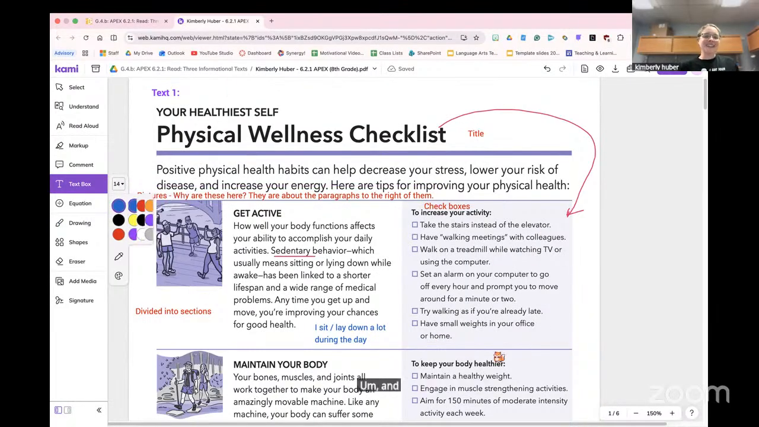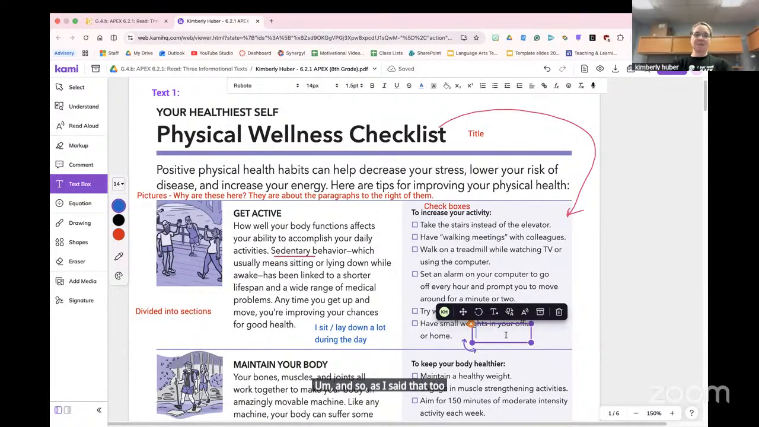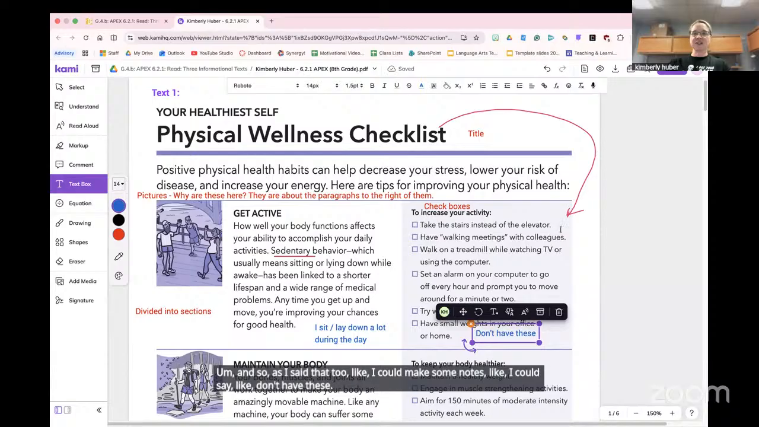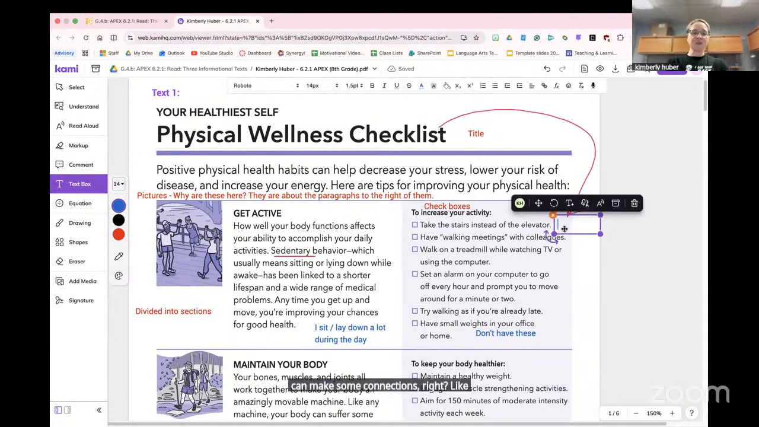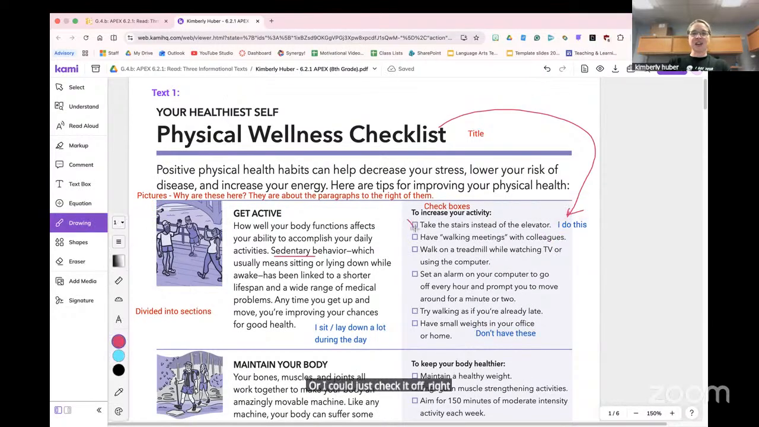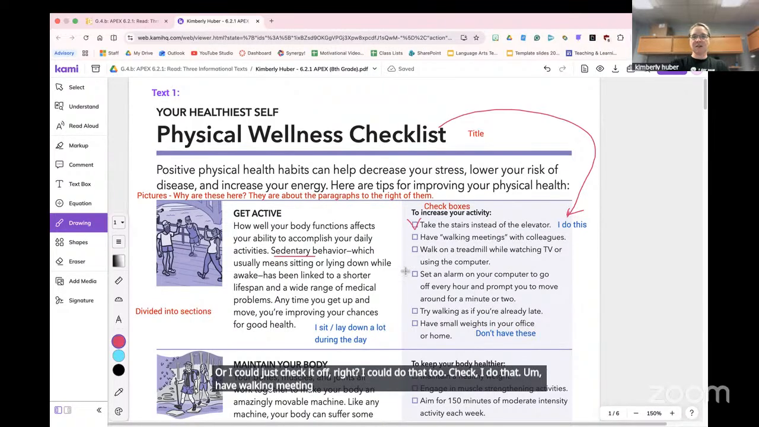And so as I said that, I could make some notes, like I could say, don't have these. And make some connections, right? Like walk instead of, I do this. Or I could just check it off, right? I could do that too. Check, I do that. Have walking meetings. No, no, no. Yes, I could do that. I got 2 out of 6.